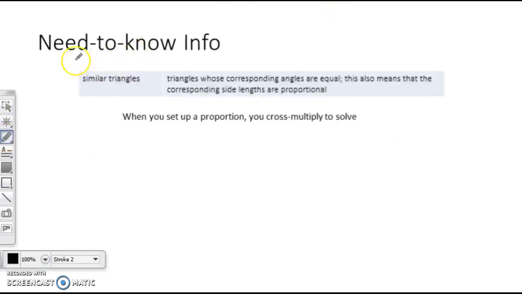Alright, so let's start off with our need to know info. Again, similar triangles, we talked about this in the last help video, but it's triangles whose corresponding angles are equal and their corresponding side lengths are proportional. And make sure when you set up a proportion that you cross multiply to solve. So we're going to use this fact that they're proportional on this quiz.